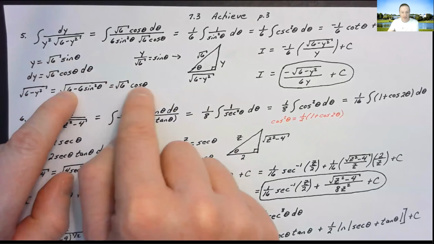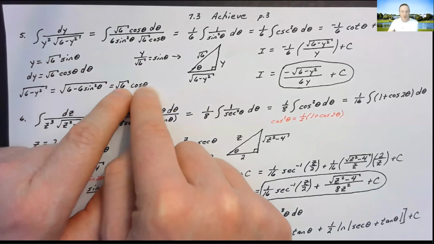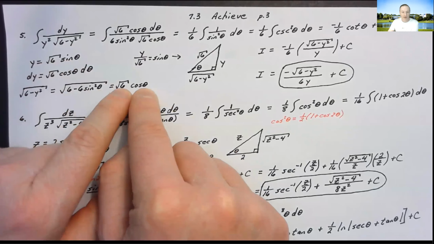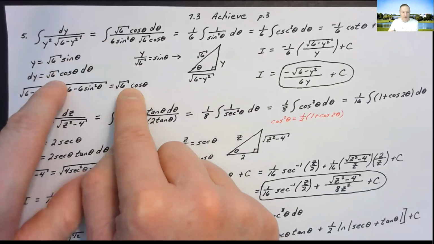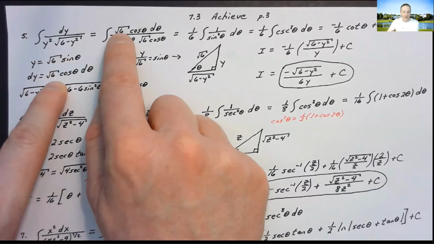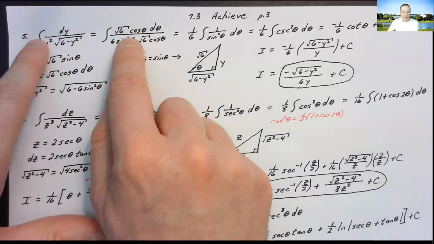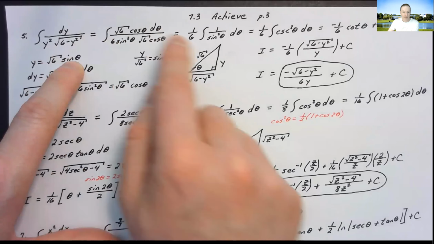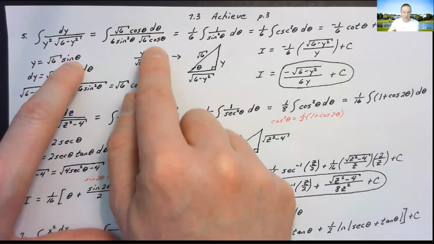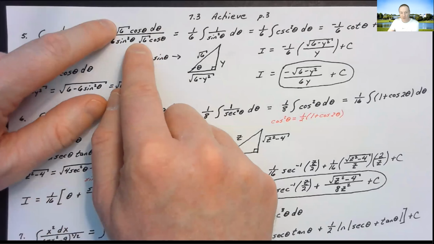The square root of cosine squared gives me cosine, square root of 6, square root of 6. So that square root is going to simplify to be the square root of 6 cosine theta. As soon as I do that, I go back into my problem, your numerator: square root of 6 cosine theta d theta. Your denominator, y squared, becomes 6 sine squared times that square root, which we already know is the square root of 6 cosine theta.